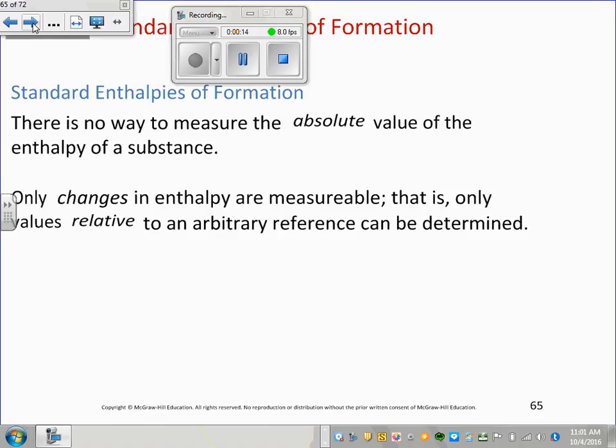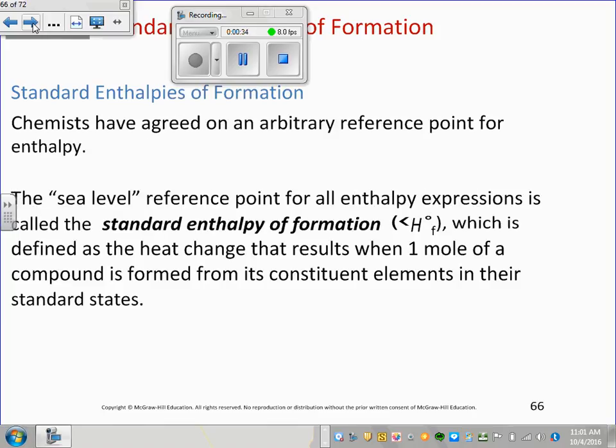Okay, talking about standard enthalpies of formation. When we're talking about enthalpy, there's no way to measure the absolute value. So we can only measure changes in enthalpy relative to an arbitrary reference that can be determined. So apparently, chemists have agreed on an arbitrary reference. No one asked me, but the sea level reference point for all enthalpy expressions is called the standard enthalpy of formation. And in parentheses, that should say delta H.